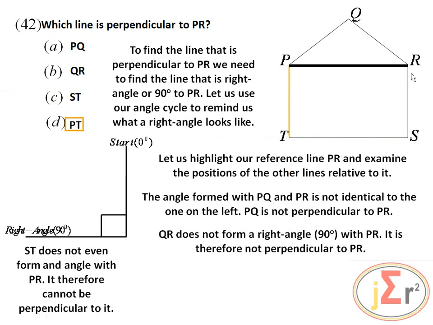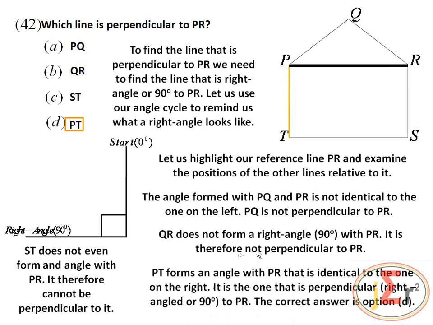What about that one? PT. We have PT right here. Is this line perpendicular to this? Is this line 90 degrees to this? Is this line forming an angle that is equal to this one? Sure, it is. PT forms an angle with PR that is identical to the one on the right. It is the one that is perpendicular, or right angled, to PR. So the correct answer is option D.